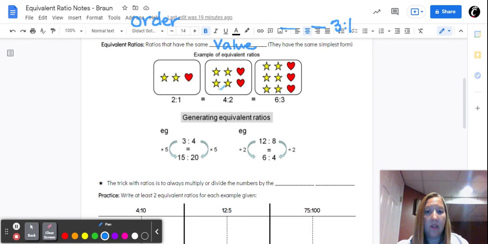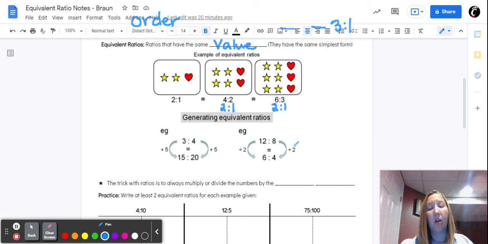Now we also have, in this next one, 4 stars to 2 hearts. If I simplify this ratio, I can divide 4 and 2 both by 2. 4 divided by 2 is 2. 2 divided by 2 is 1. So as we can see, those are the same simplest form. And then this one over here, we have 6 stars and 3 hearts. And again, if I simplify this, I can divide them both by 3. And that's going to give me a ratio of 2 to 1. So each equivalent ratio has the same simplest form.